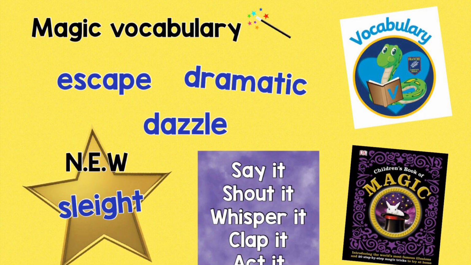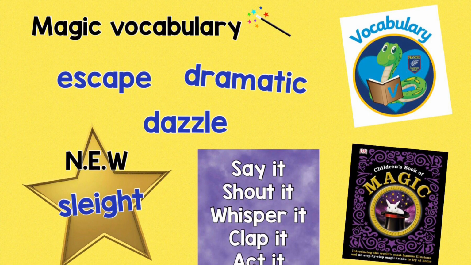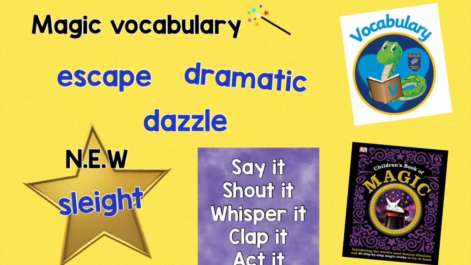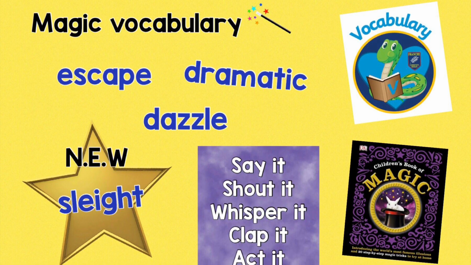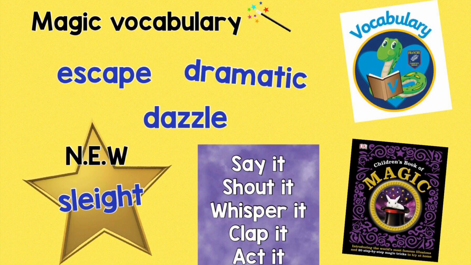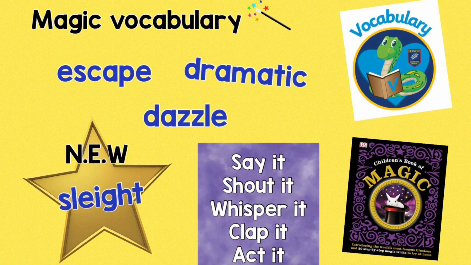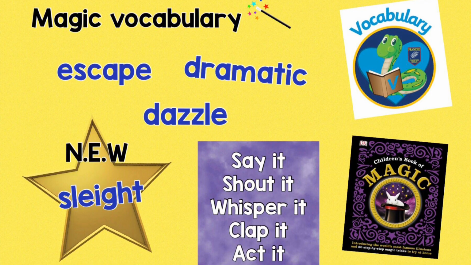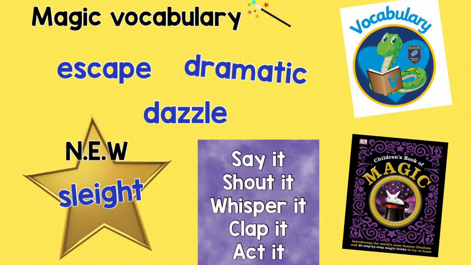Now let's have a look at some of the magic vocabulary in today's text. Escape, dramatic, and dazzle. Let's do say it, shout it, whisper it, clap it, and act it for dazzle. Say it, dazzle. Shout it, dazzle. Whisper it, dazzle. Clap it, dazzle. How many syllables? Well done if you said 2. And act it. How could you dazzle your audience by doing a magic trick?